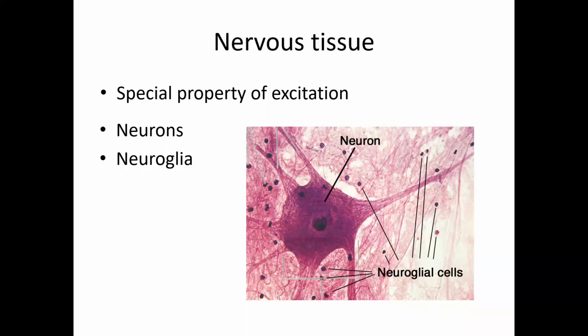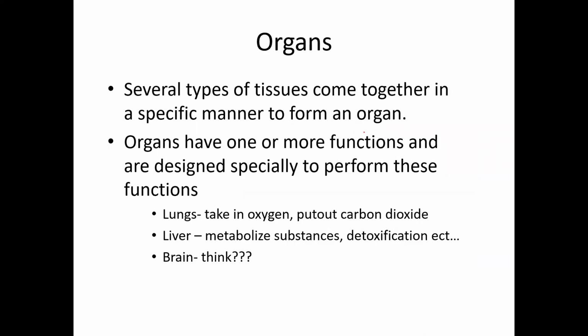So now you see that the four different tissue types are designed to perform different functions in the body. Then these different types of tissue come together in different forms to make up organs. Several types of tissues come together in a specific manner to form an organ, and organs may have one or more functions. Some organs have one function, like the heart, which pumps blood to all the organs, or many functions like the liver. Lungs take oxygen and put out carbon dioxide, liver metabolizes substances, and brain, we are supposed to use it to think actually.